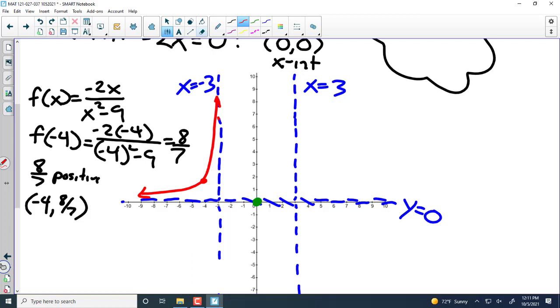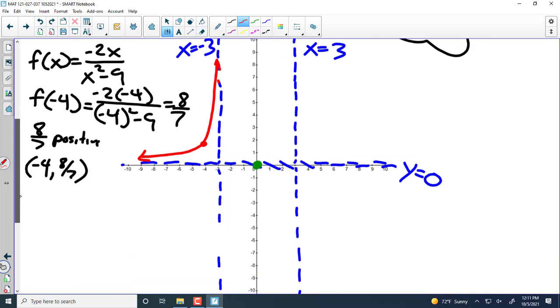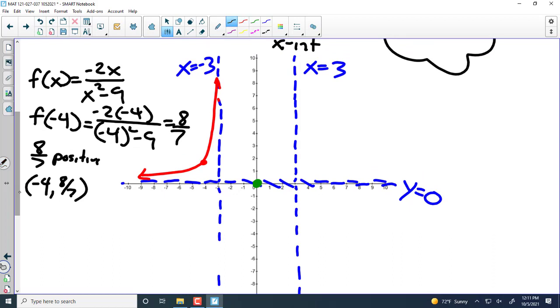So we just hug our asymptotes like that. Don't assume it's going to be the same on the other side. Don't assume it's going to be different on the other side. Plug in a 4 on the other side.